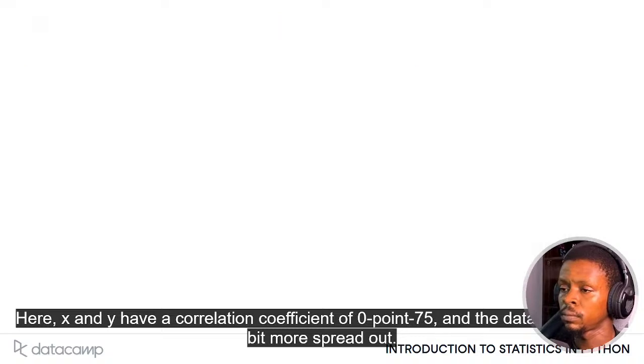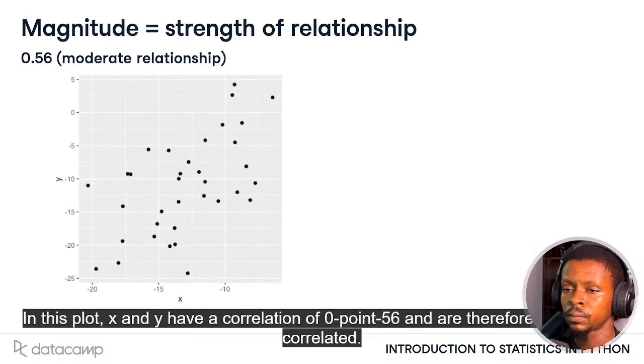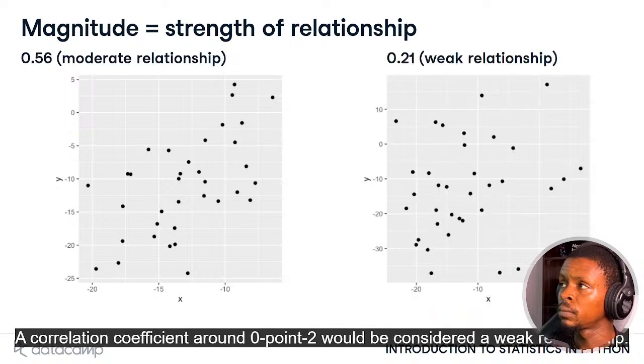Here, x and y have a correlation coefficient of 0.75, and the data points are a bit more spread out. In this plot, x and y have a correlation of 0.56 and are therefore moderately correlated. A correlation coefficient around 0.2 would be considered a weak relationship.